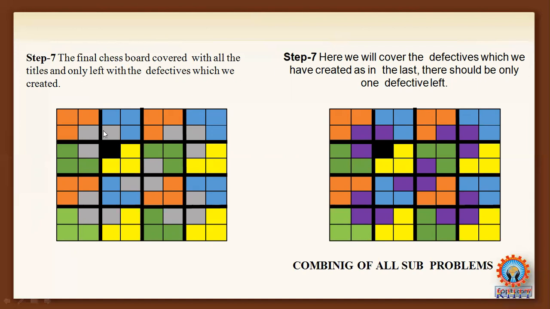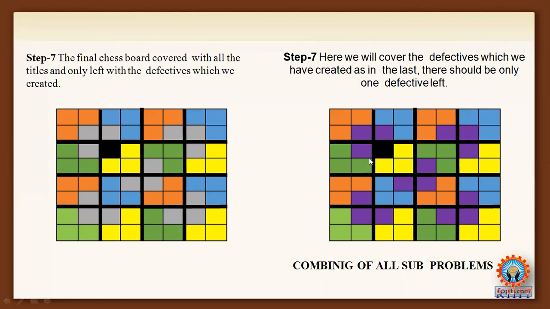The remaining defectives, if created artificially, are filled with another color. This is another artificially created one, this is another, and this is also another artificially created one. These artificially created ones we fill with a prominence, once the prominence is filled, we are left with only one defective square.